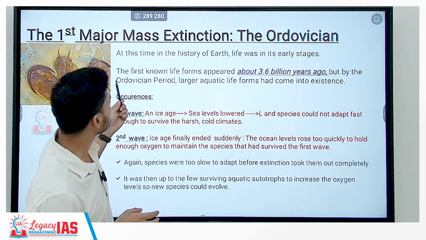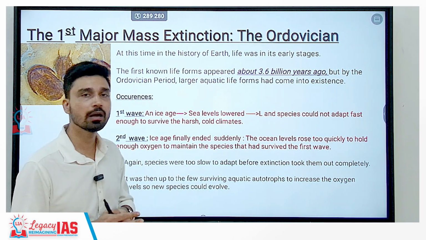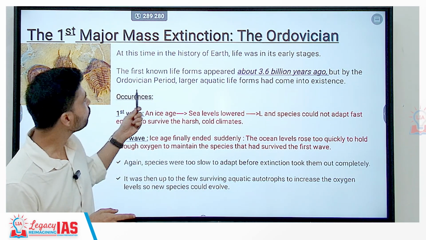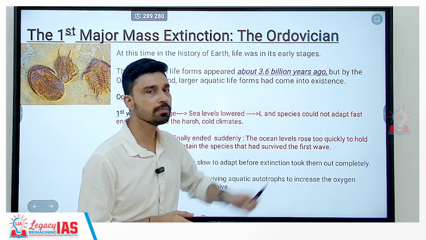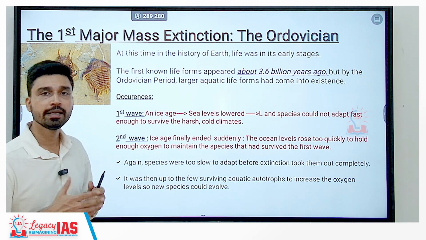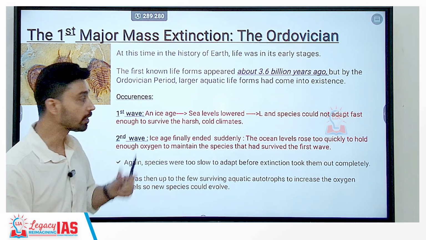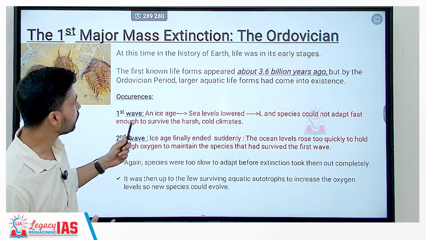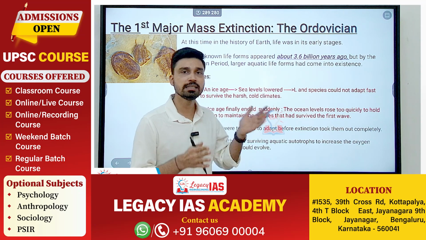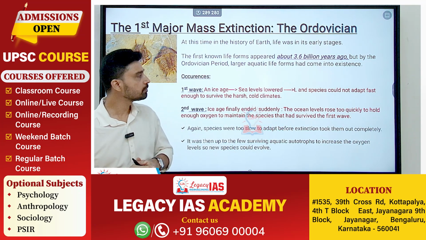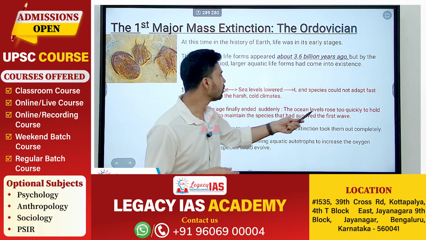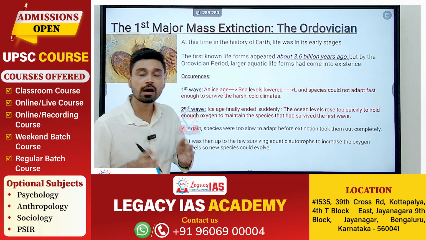Now, it is believed that the first known life forms appeared about 3.6 billion years ago on the Earth's surface, but by the Ordovician period, larger aquatic life forms had come into existence. This extinction event is believed to have occurred in 2 phases. In the first wave, it led to the development of an ice age. Obviously, as the ice age progressed, the sea level became low, and species living both on the land as well as in water could not adapt fast enough to survive this harsh cold climate.